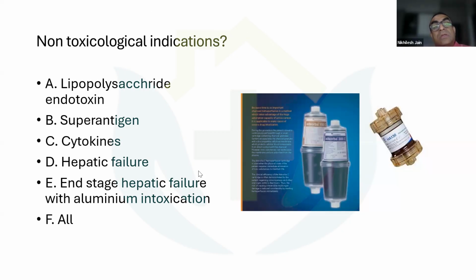All of these are non-toxic. These are basically hemoperfusion cartridges of different types. And when they are not being used to remove poison or drugs, they are used for all forms of infective pathologies, hepatic failures, end-stage hepatic failures with aluminum intoxications, and for cytokine removal; now these cartridges have come into vogue. So this is basically a hemoperfusion cartridge.